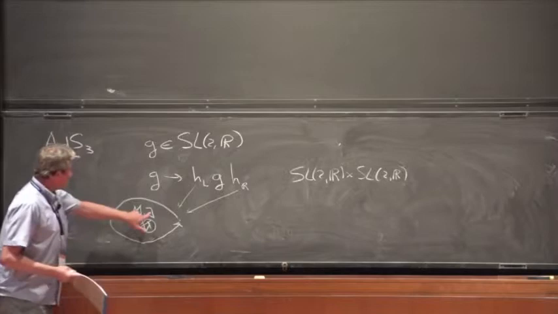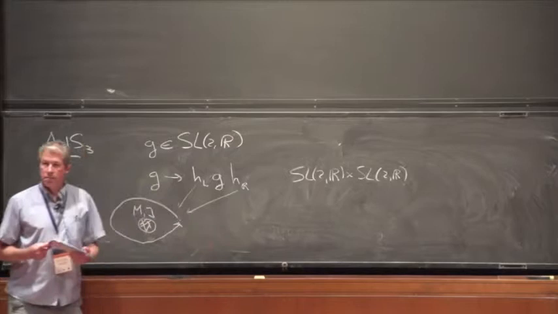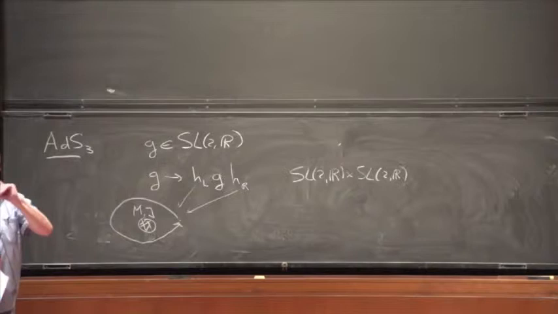So there's a dictionary, which I'll write out in a second, between the mass and the spin and the H left and H right. By the way, at what time did I exactly start? At 3:20, so I have till 4:20. Good.